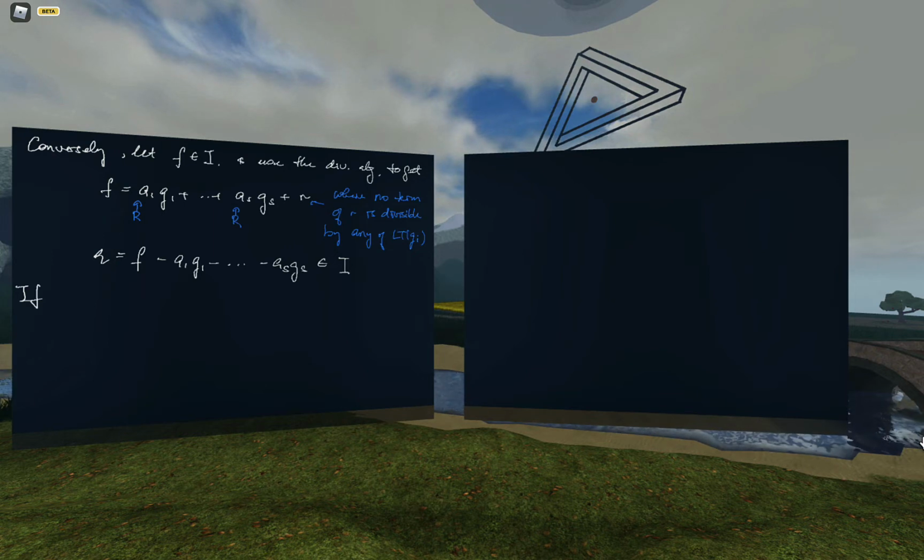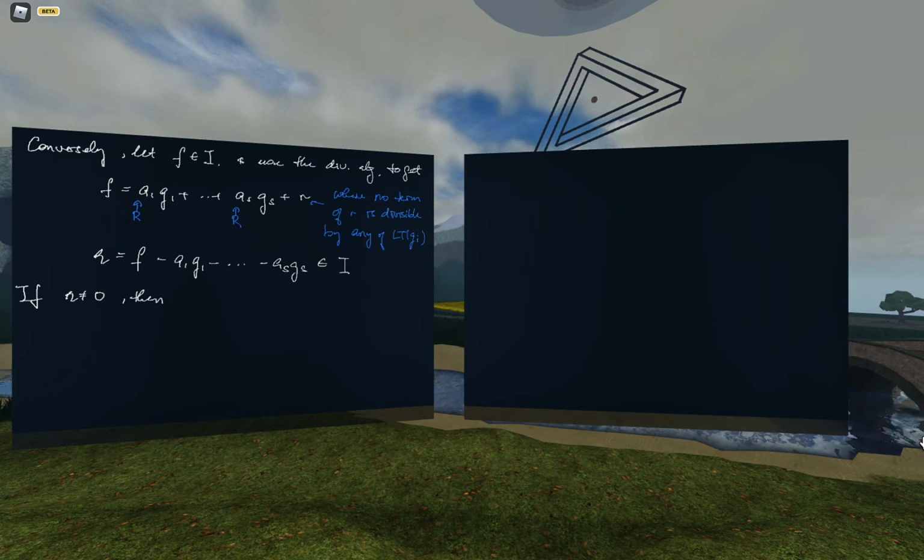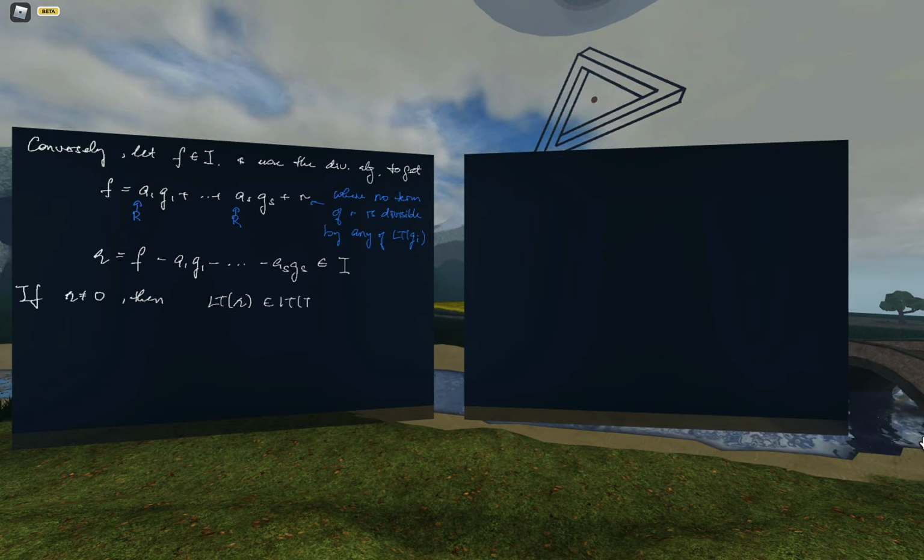Okay, so if R is not 0, we're going to get a contradiction. Then we have this equation, R is equal to this thing, right? And so R is in I, right? So if it's not 0, then we can do LT of R, right? And LT of R is in LT of I. Well, because R is in I, then LT of R in LT of I is just by definition in there.